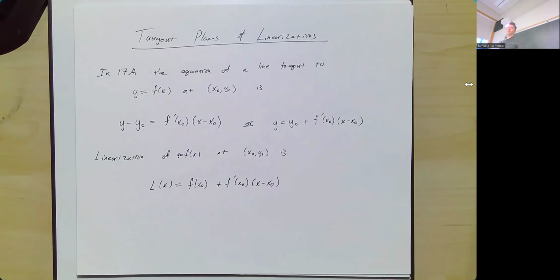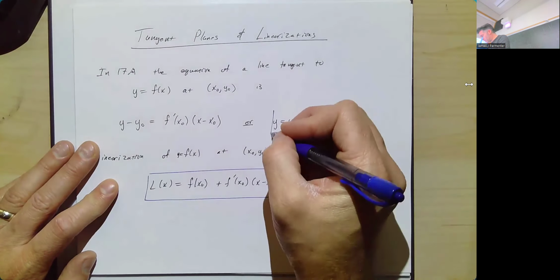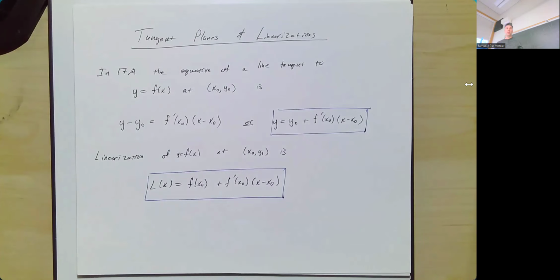You might use x naught, you might use a. Some people use a for whatever reason. I don't actually remember the way this book chooses to do it. But look, this equation here and this equation here are the same equation, because the linearization is the same thing as the equation of the tangent line.